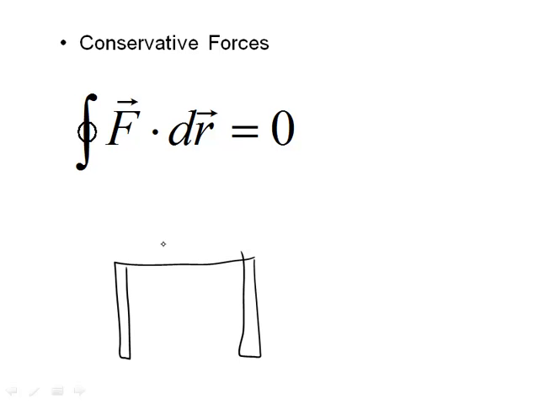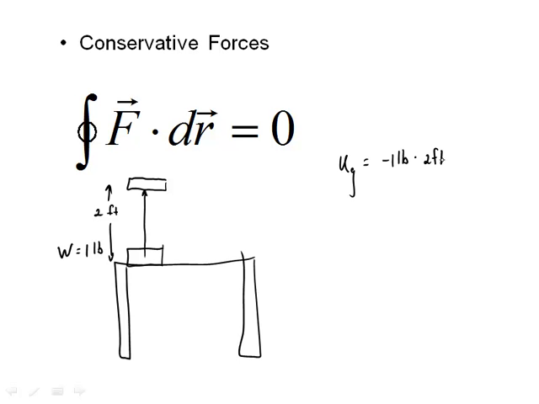So let's consider an example. Let's consider a book on a table, and we're going to say the weight of the book is 1 pound. What I'm going to do is lift the book straight up a distance of 2 feet. Then the work done by gravity, U sub g, is equal to minus 1 pound, that's the force, times 2 feet, that's the displacement. Now the force is down, hence the minus sign. The displacement is up. And so I end up with minus 2 pound-feet.